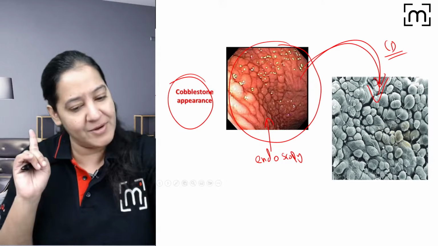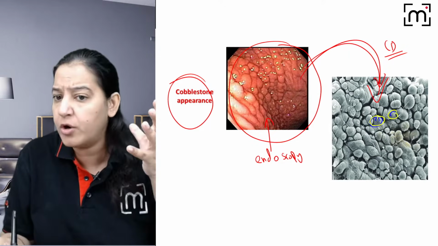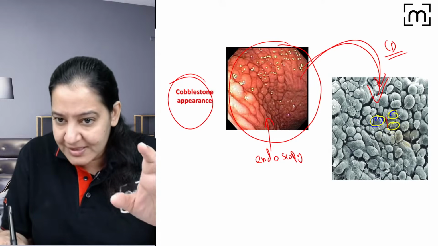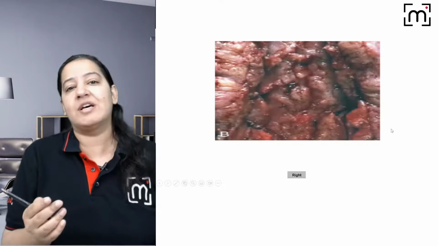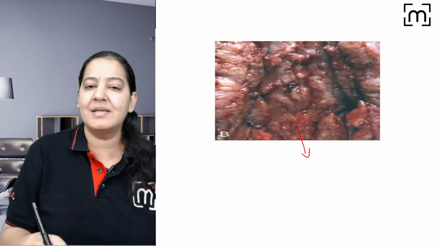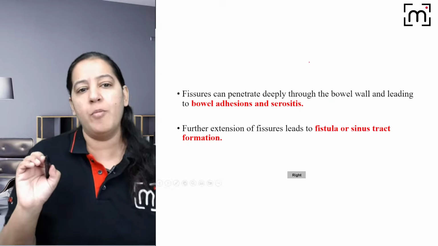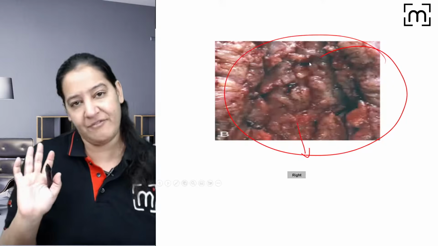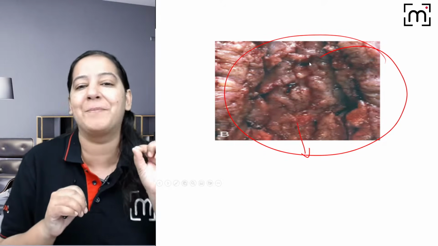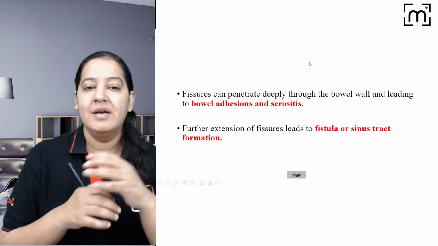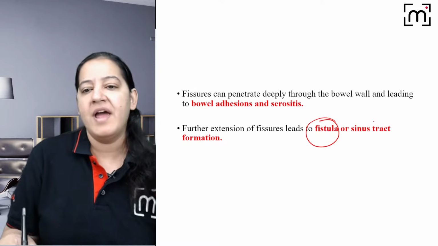In the cobblestone appearance, again I am repeating, you should know what is a stone, and between the stones, what is this deep fissure. The deep fissure is the ulcer, and the stones are the surviving mucosa which swells up. Again you can see this is the gross. If I cut the intestine, it looks from inside like this. So it is the gross cobblestone appearance. I guess everyone got it? So there are serpentiginous ulcers inside, with cobblestone appearance, right? The next point: the ulcer sometimes becomes very deep and forms a fistula and sinus tract.